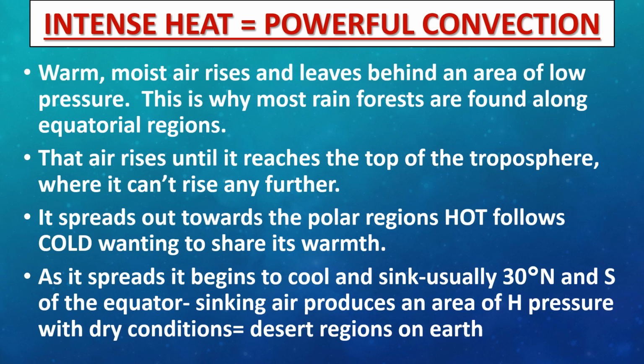The air rises until it reaches the top of the troposphere, where it can't rise any further. It spreads out towards the polar regions, hot following cold, wanting to share the warmth, kind of like what you talked about in sixth grade of how heat energy transfers. And as it spreads, it begins to cool and sink, usually around 30 degrees north and south of the equator, so just above the Tropic of Cancer and Tropic of Capricorn.